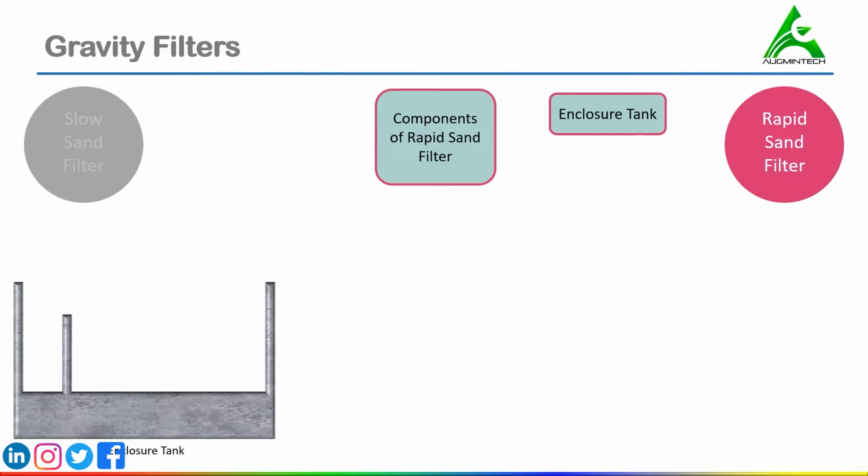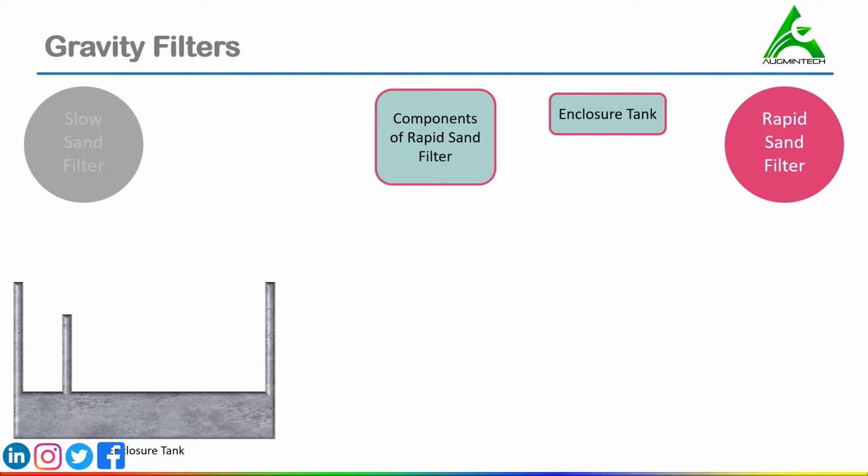Further, for flexibility of operation, a minimum of 4 filter units should be provided for larger water treatment plants and a minimum of 2 filter units should be provided for smaller water treatment plants.